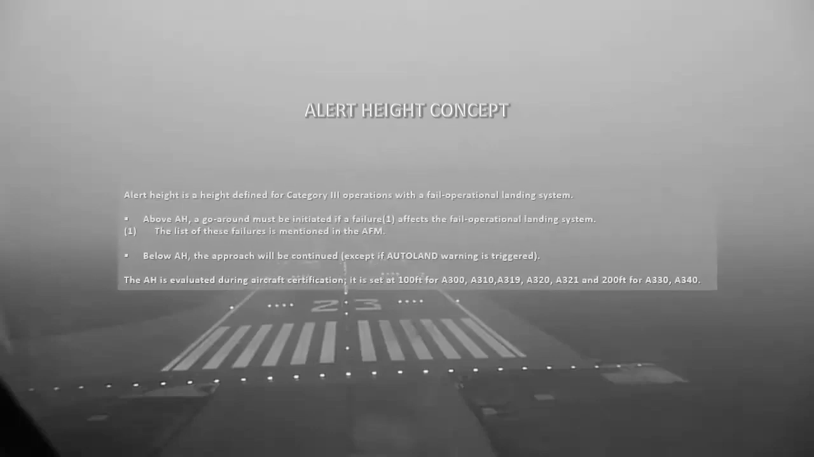Alert height is a height defined for Category 3 operations with a fail-operational landing system. Above alert height, a go-around must be initiated if a failure affects the fail-operational landing system. The list of these failures is mentioned in the aircraft flight manual. Below alert height, the approach will be continued, except if an autoland warning is triggered. The alert height is evaluated during aircraft certification. It is set at 100 feet for Airbus 300, 310, 320 family, and 200 feet for Airbus 330, 340.